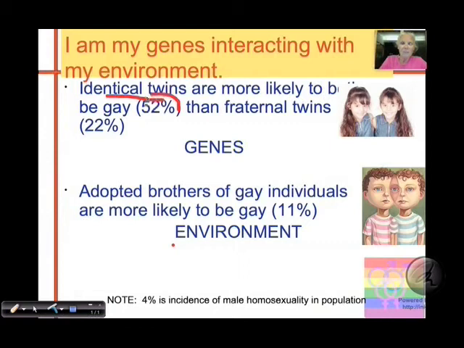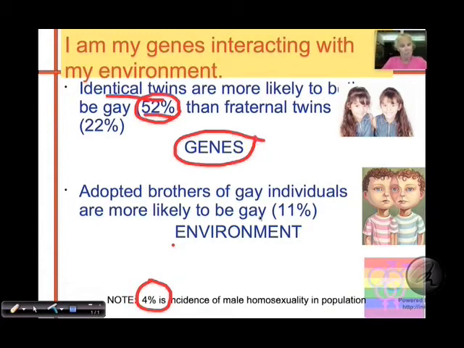We find that if one twin is gay, 52% of the time, the other identical twin will be gay. Now, compare that to the normal incidence of homosexuality among the general population. That's around 4%. So 52%, way more than just randomly picking two individuals from the population. So yes, my genes make a large contribution to my sexual orientation.